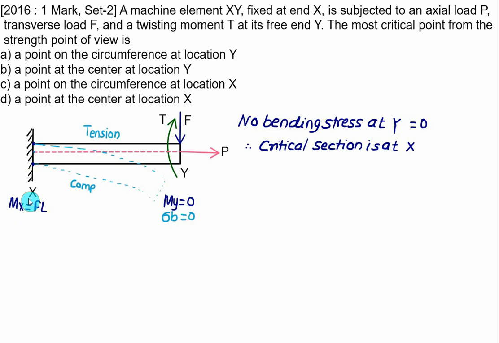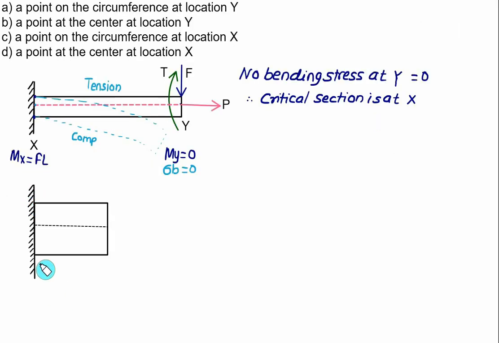So we have to show the bending stress, then one normal stress and one shear stress at this point, and we'll show which one is critical. So we'll show our distribution about the section X, and this is a circular cross section. We'll consider one point A exactly at the center, one point B on the circumference, and one point C also on the circumference.